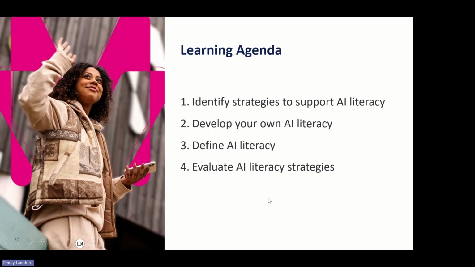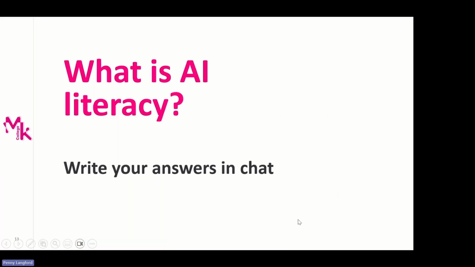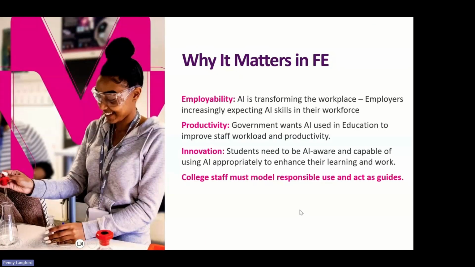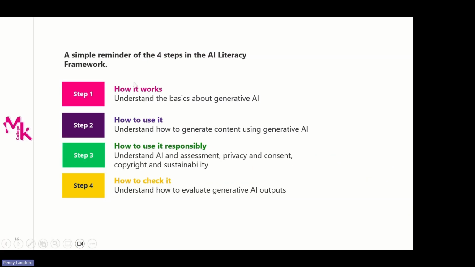So we usually go over this. This is what we do with staff. I'm going to skip that because you all know what it is. And we also reiterate to staff why it's important. We view it as an employability skill. Looking at the government guidance currently, productivity is a key thing and AI is being pushed. So as an employability and productivity tool, it needs to be looked at and used, and innovation. And we say that college staff must model that responsible use. So they need to know about it in order to deliver it. And we've adopted those steps from the Jisc framework.